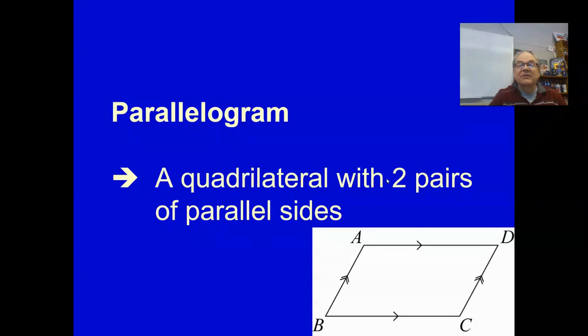A parallelogram is just a quadrilateral that has two pairs of parallel sides. If you look at that picture, you'll notice that the top and the bottom are parallel and the left and the right are parallel. You always have two pairs of parallel sides, and you'll see the arrows in the pictures to show that you have a parallelogram.